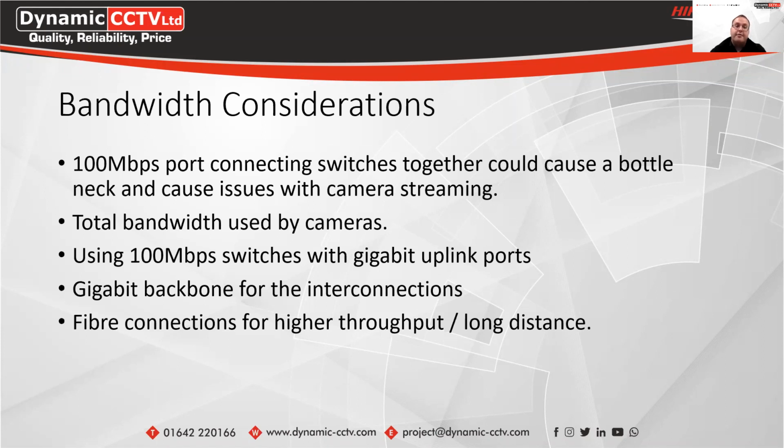Generally, the best way to do it is when using a 100 megabits per second switch. If you're just connecting cameras directly into each port, that is fine, that's more than enough throughput for each camera. But then you'd use a switch with a gigabit uplink port, especially if you're going to link it into another switch.